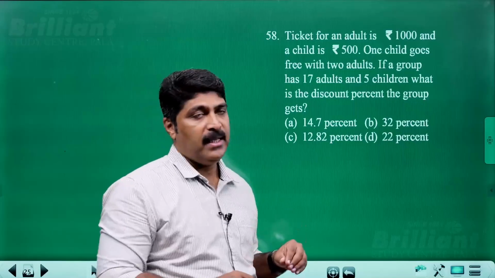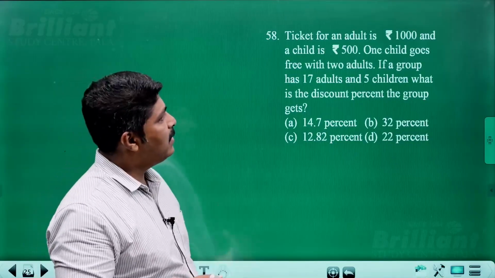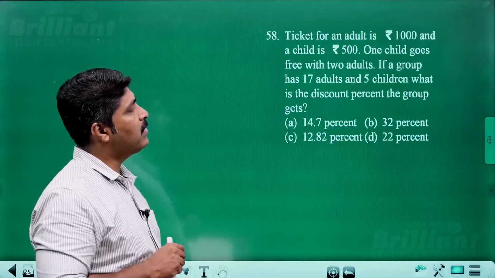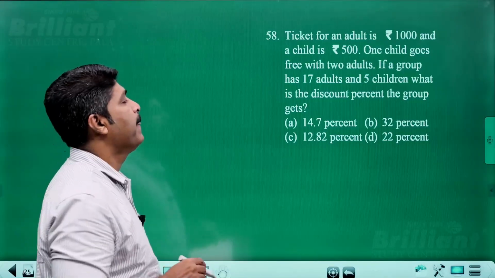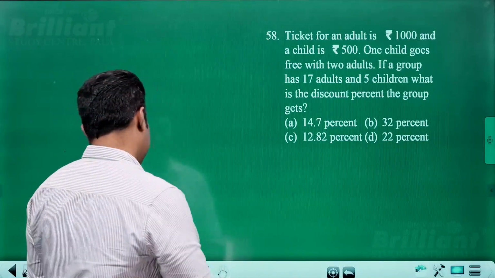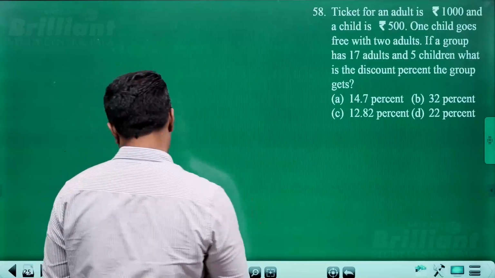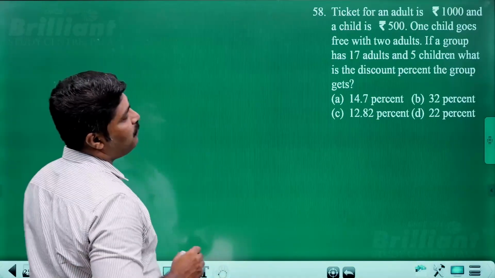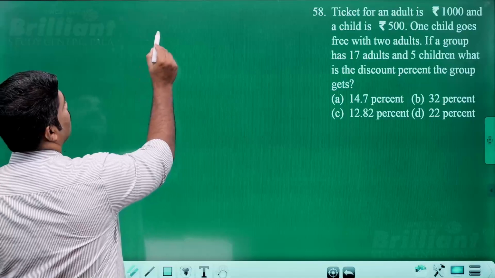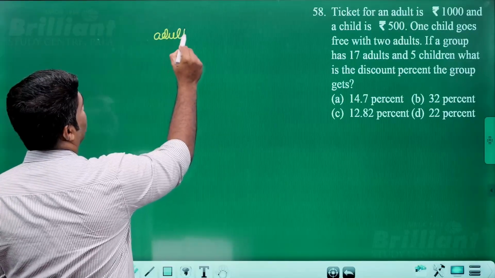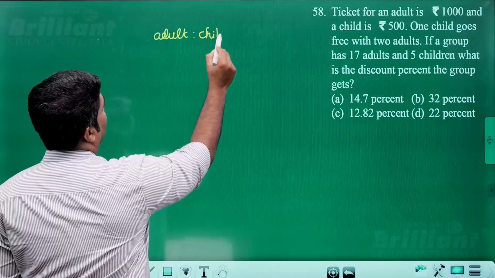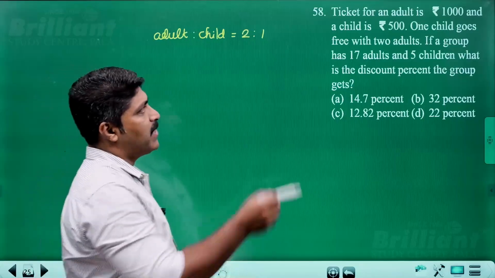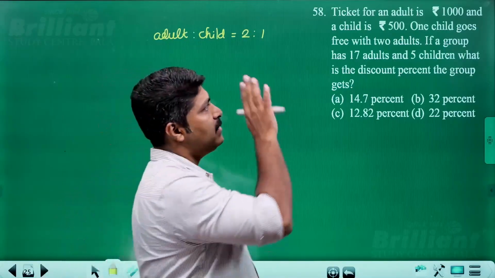A ticket for an adult is ₹1,000 and for a child is ₹500. One child goes free with 2 adults. If a group has 17 adults and 5 children, what is the discount percent the group gets? In such a question, that's a comparison type of question. Here you have to consider the ticket fee for adult and child. So here the fees for adult and child are in the ratio 2:1. That's a fee ratio, right?